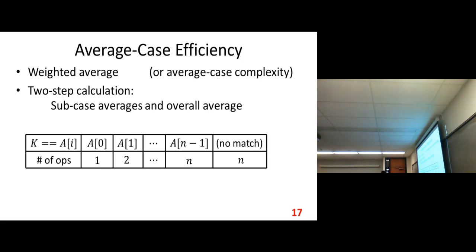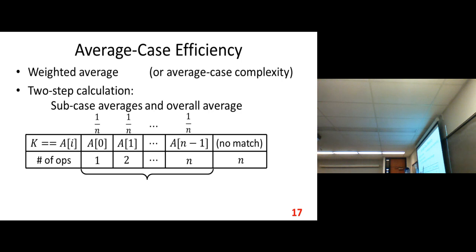The first step, we calculate the average of the first subcase. What is the average number of comparisons for this subcase? It's easy to find, because we look at the probability. They have the equal probability, each one 1/n, the probability for each element.